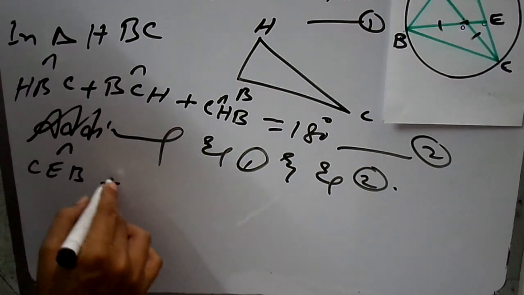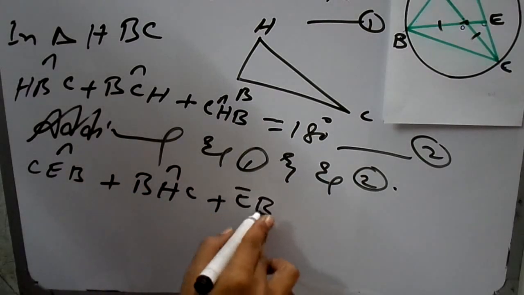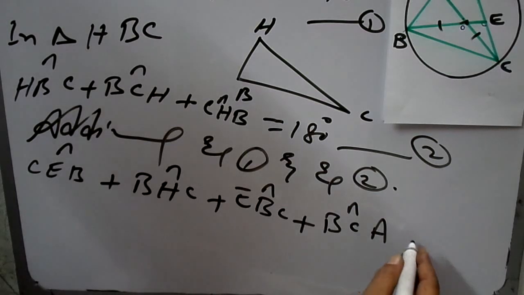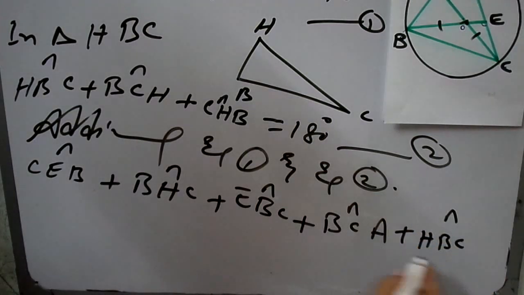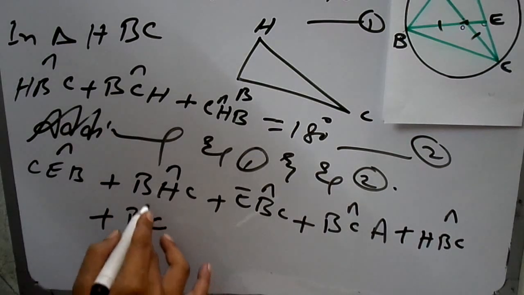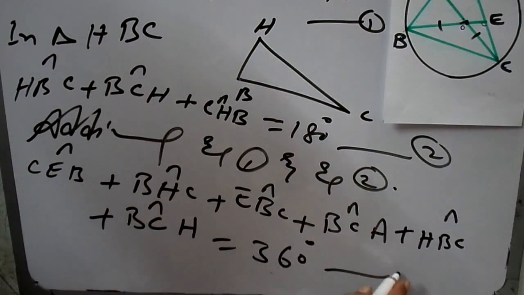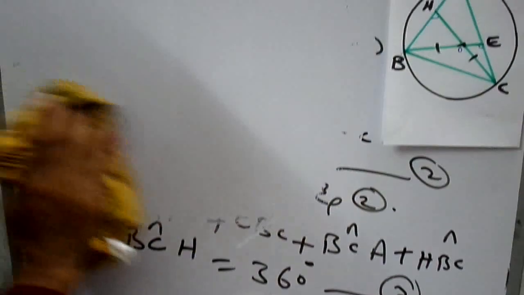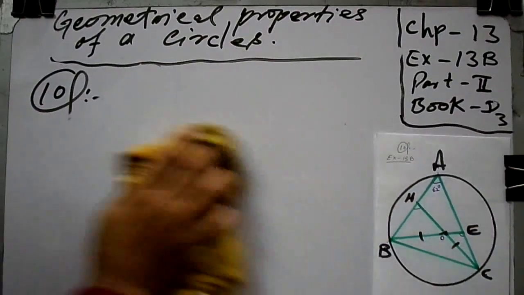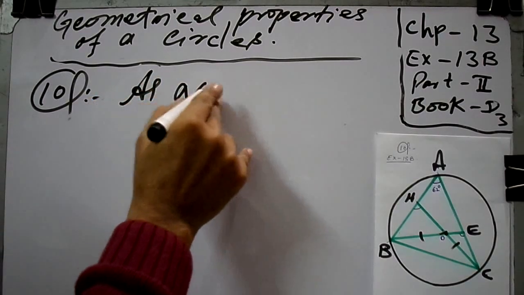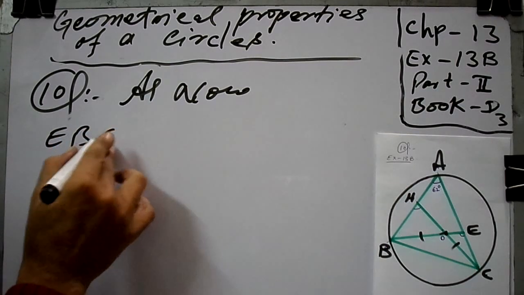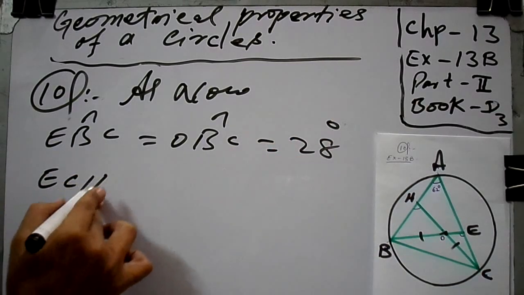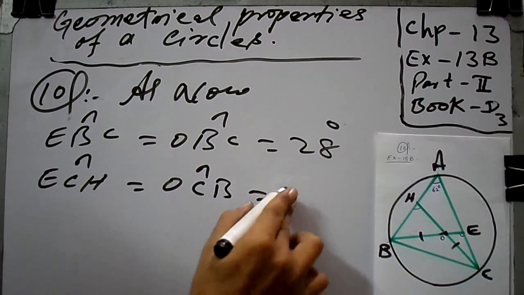CEB plus BHC plus EBC plus BCA plus HBC plus BCH is equal to 360, because one complete rotation is 360. So by further calculation you can see that now EBC is equal to OBC is equal to 28 degree, and ECH is equal to OCB is equal to 28.